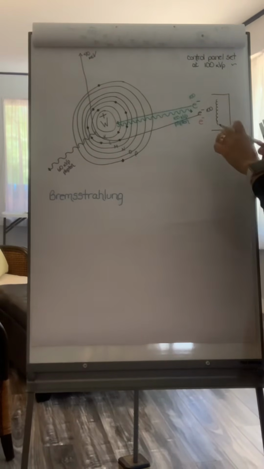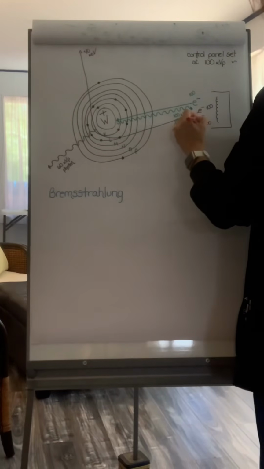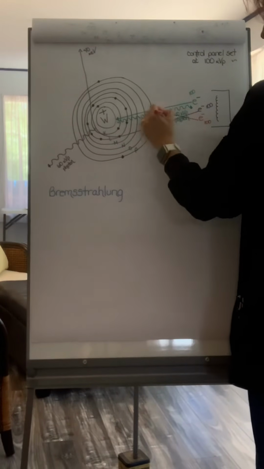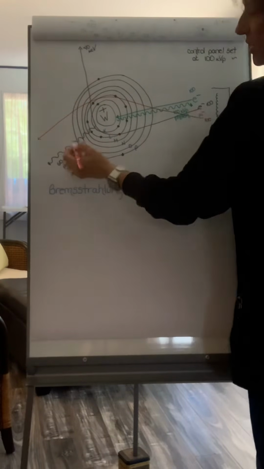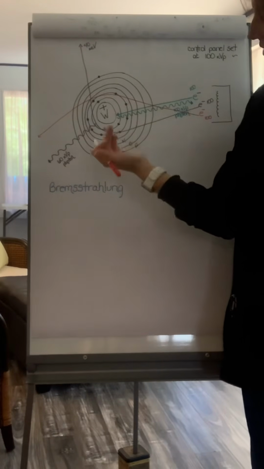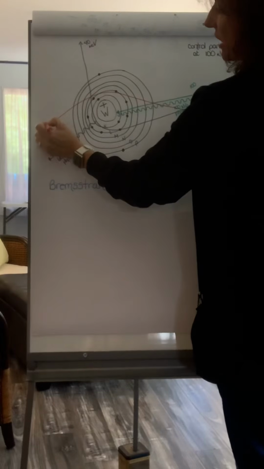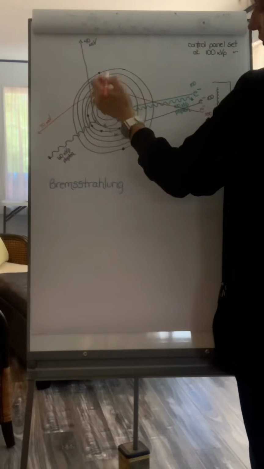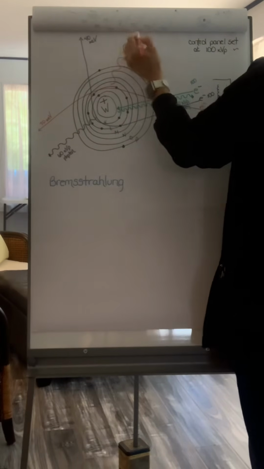And let's just say this one enters with 100, comes in kind of close, and takes off. So it goes in with 100, and let's just say it left with 70 keV. What would it have given off? A 30 kVp photon.